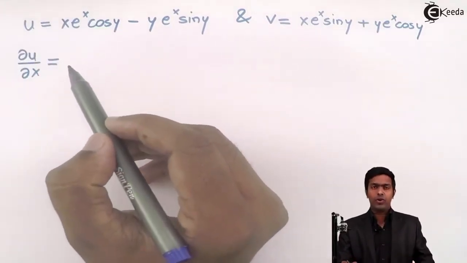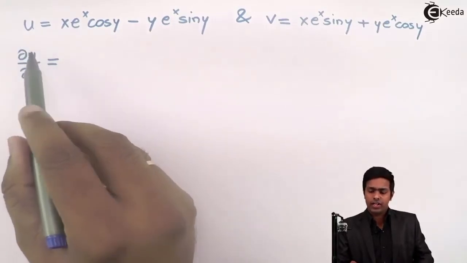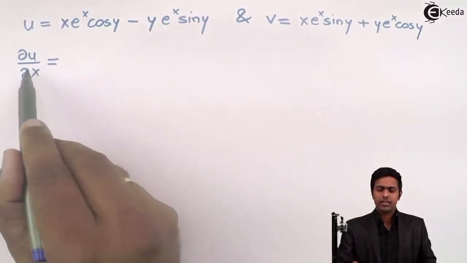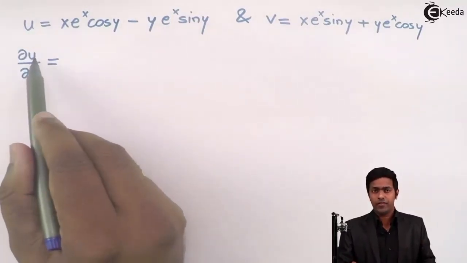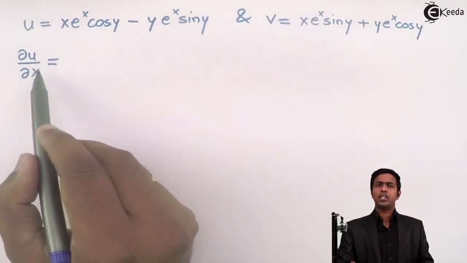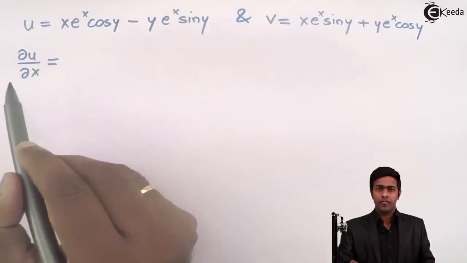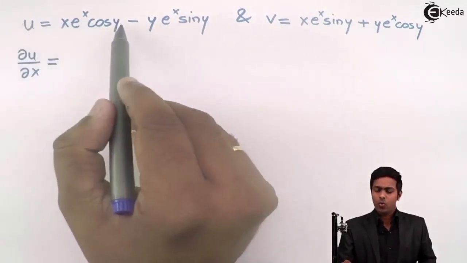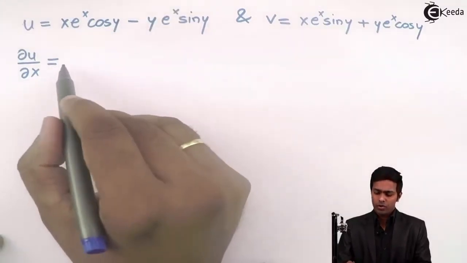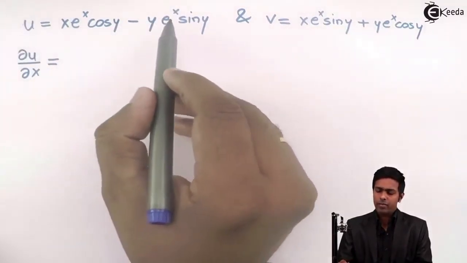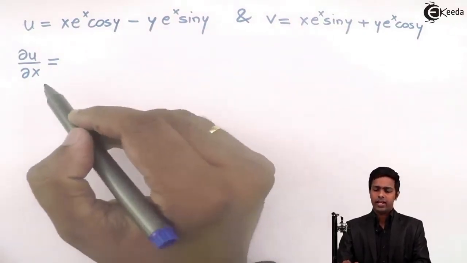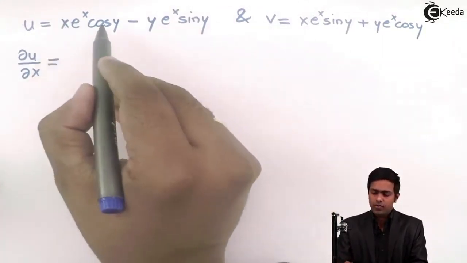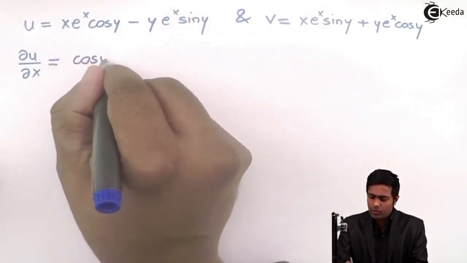And friends, you must be knowing that whenever we differentiate any function partially, at that time we just consider a single variable. So here, if I am differentiating u with respect to x partially, x will be the variable, whereas y will be treated as constant. So in u we have variables x and y. Out of that, x is the variable of differentiation, whereas y is constant. So since y is constant, I can take cos y outside.